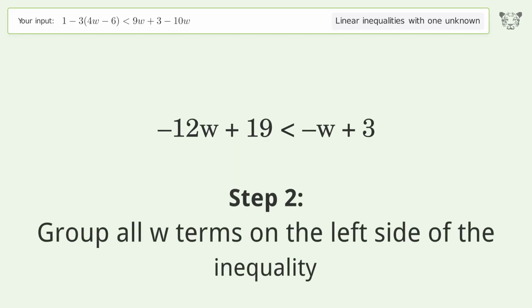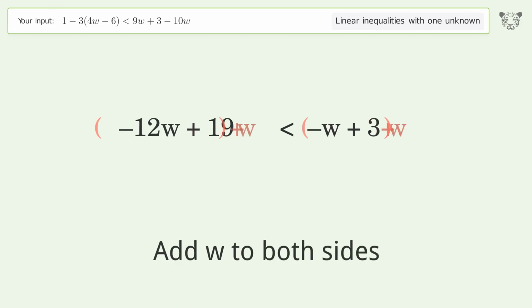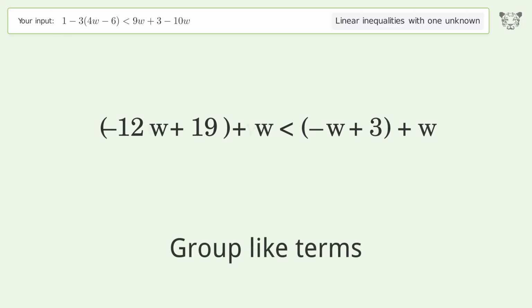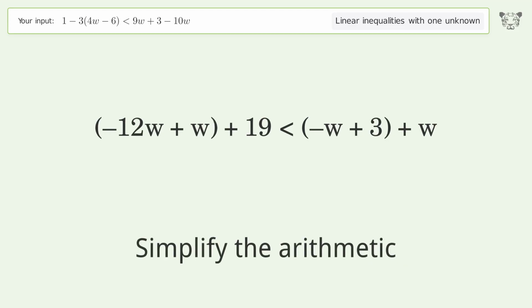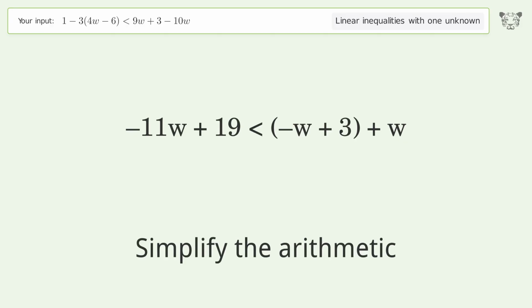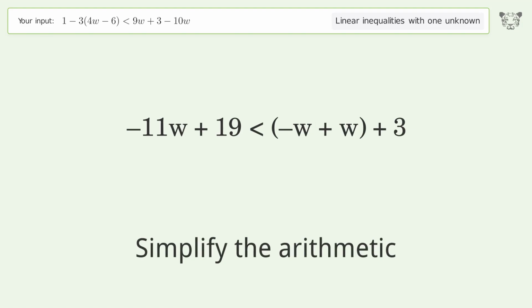Group all w terms on the left side of the inequality. Add w to both sides. Group like terms. Simplify the arithmetic. Group like terms. Simplify the arithmetic.